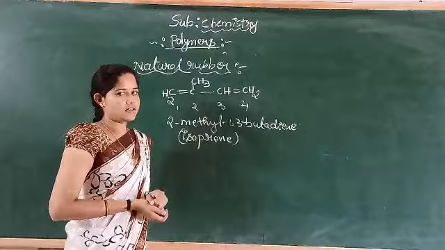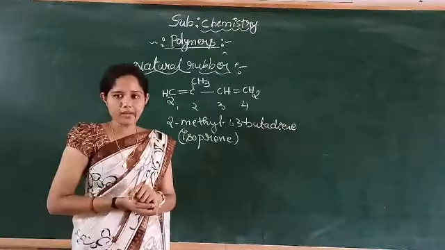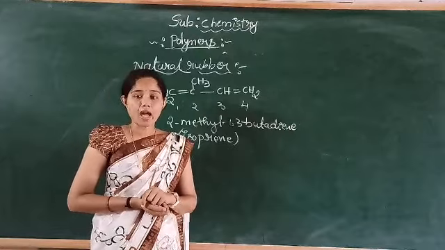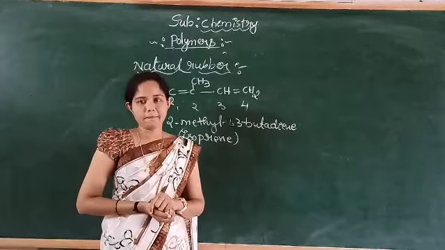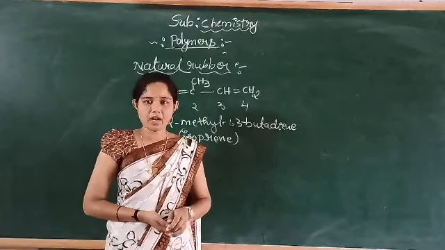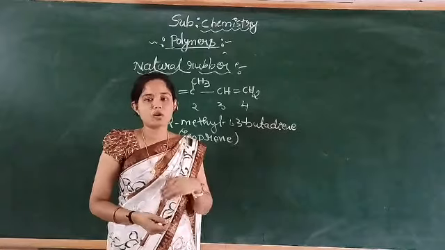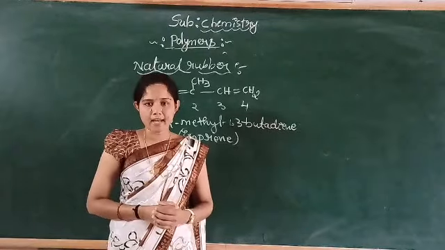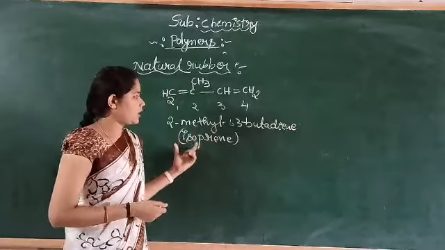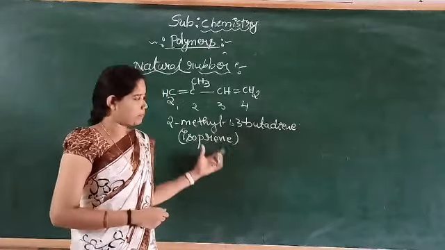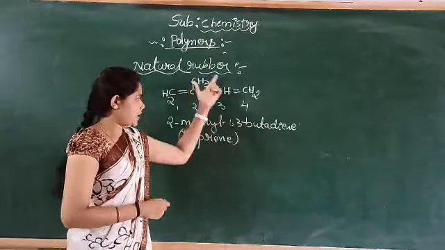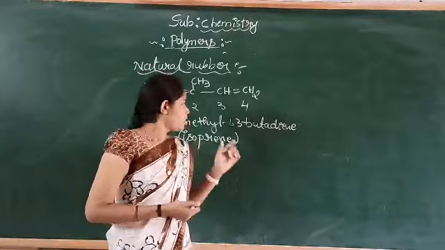In your examinations, they will ask for 1 mark: write the structure of isoprene, or give the IUPAC name of isoprene, or write the IUPAC name of the monomer of natural rubber. Questions like this will arise in your annual examinations for 1 mark. This is very important. You can get marks very easily by writing the IUPAC name as well as by knowing the monomer of natural rubber.